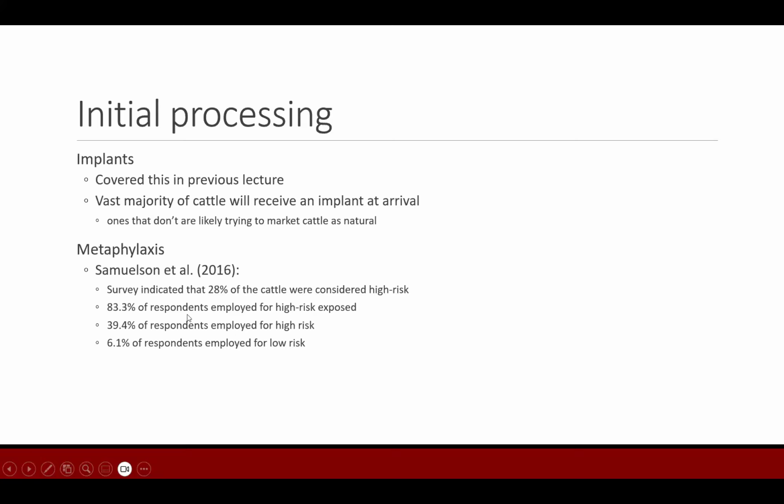39% would use it for high risk. If you remember from our previous lecture, we have high risk exposed, which are the most risky, high risk, which are medium risky, and then low risk, which have little risk. So about 40% would use it for high risk cattle, and 6% would use it for low risk. So you still have 6% of respondents who will metaphylactically treat even low risk cattle, which seems a waste, but I don't know.